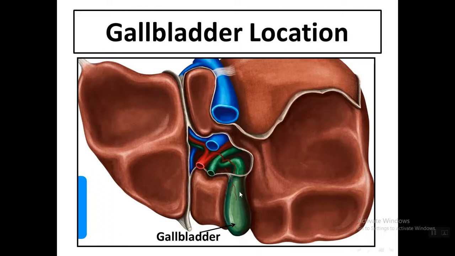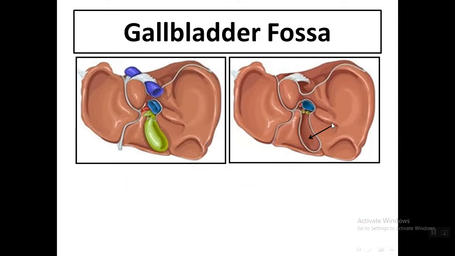The gallbladder is situated on the visceral surface of the liver in between the right lobe and the quadrate lobe of the liver. It is situated in a special depressed area called the gallbladder fossa.